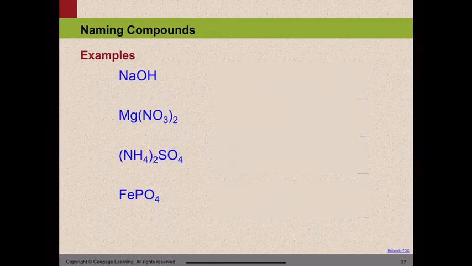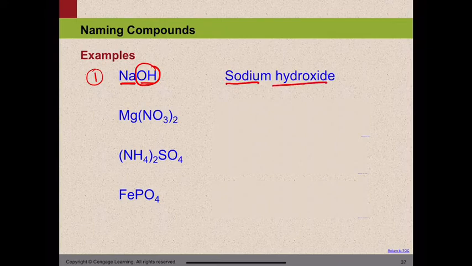Here are some examples. Pause the video and see if you can work these. Once you've got your answers, restart the video and we'll check your answers. On the first one, NaOH. Obviously, we have more than 2 atoms involved, so there must be a polyatomic ion. And when I look on the chart, we'll find OH, and so this is sodium hydroxide.